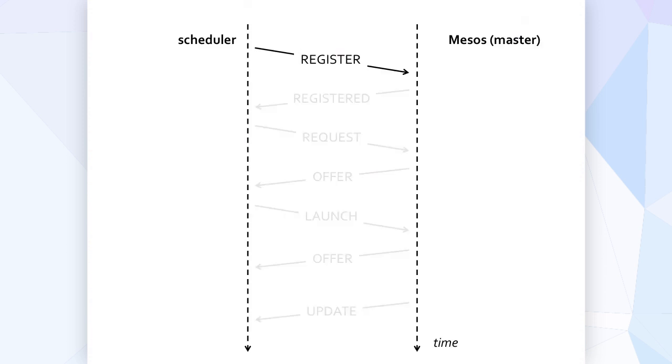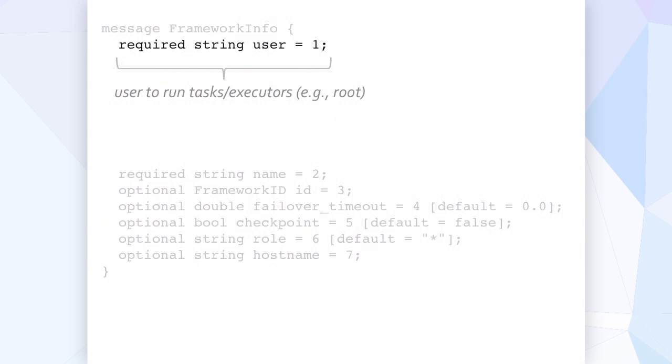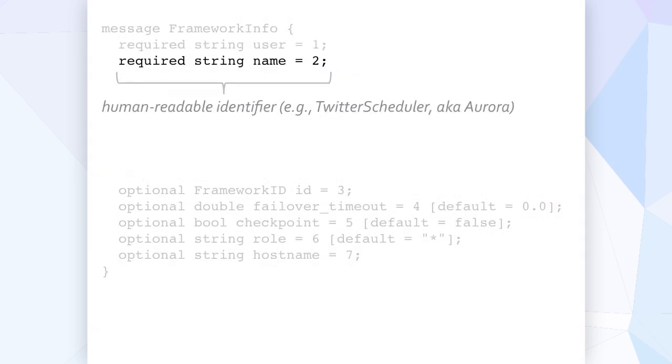So if you look at this picture, we're in the register call, and now we can look at this protocol buffer struct. So one of the first fields in there is user. User is effectively responsible for the user that this framework will use when it runs tasks somewhere on some box in the data center. For example, root. If you want your framework to be able to run as root, you could say, I'm root here.